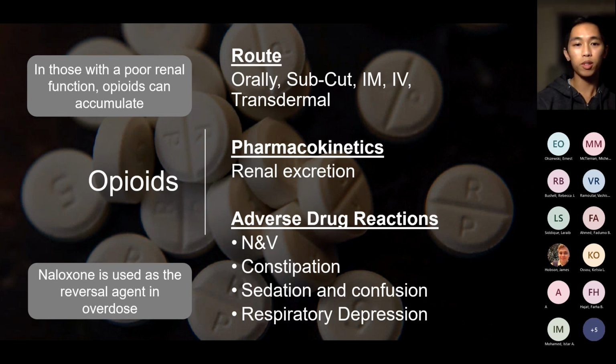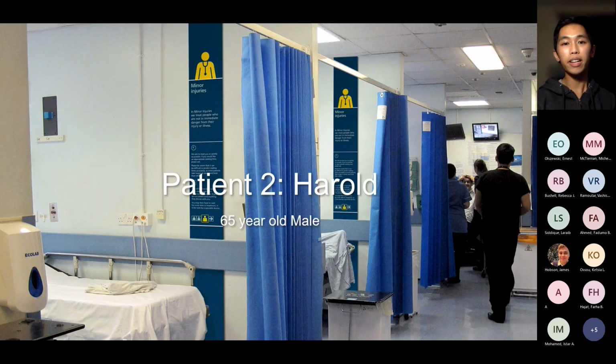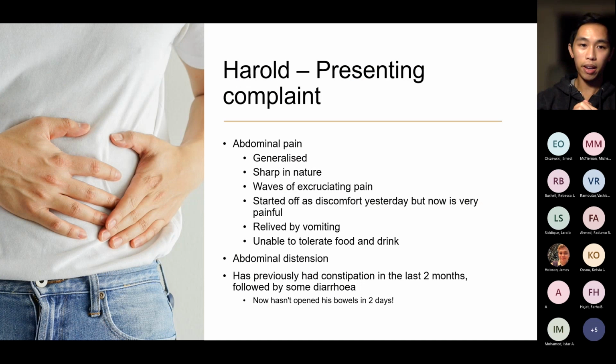Okay, cool. We'll move on to our next patient. So our next patient is Harold. He's a 65-year-old male, and he's come in with abdominal pain, which is generalized and sharp in nature, and it comes and goes in waves. It started off as a discomfort yesterday, but is now very, very painful today and is relieved when he vomits. And because of this, he's unable to tolerate any food and drink.